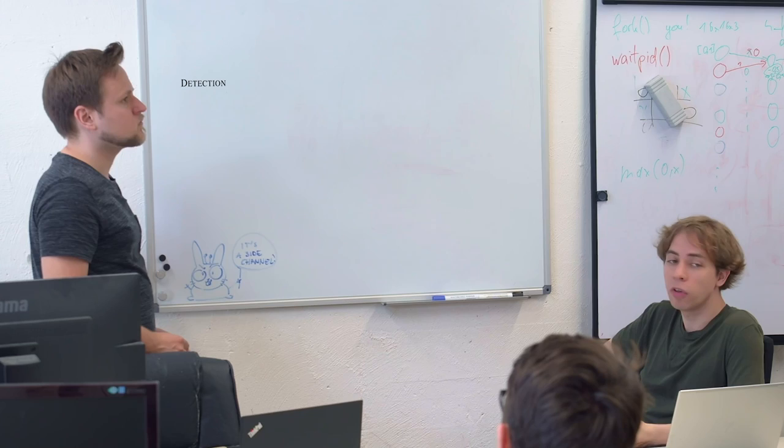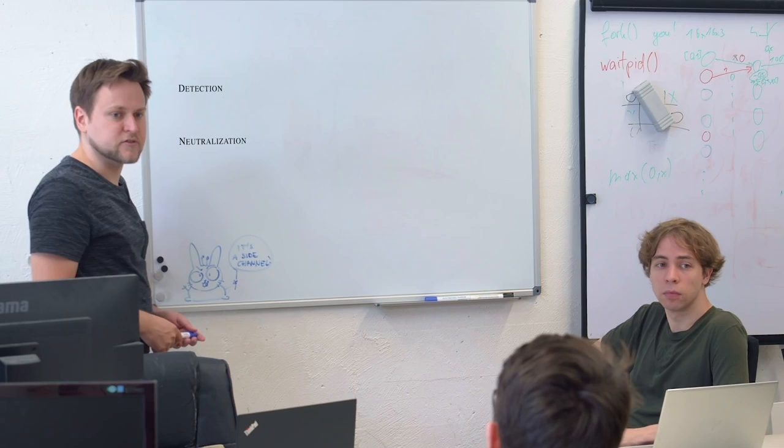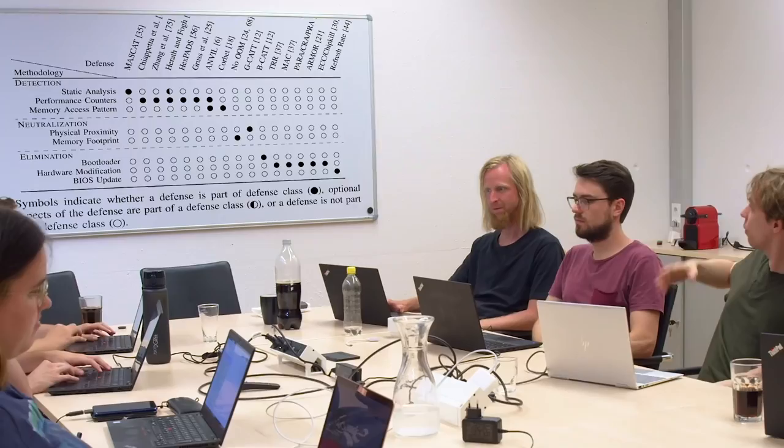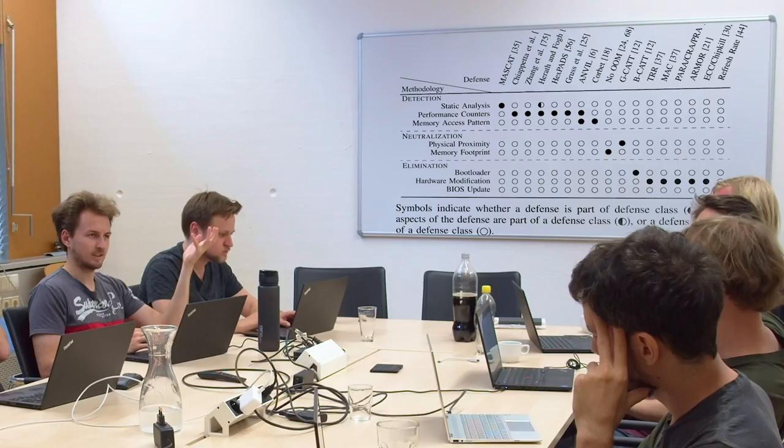But I think we forgot the obvious one. We could simply eliminate the Rowhammer effect. If the hardware is not susceptible to Rowhammer attacks, there won't be any bit flips, so we don't have to neutralize or detect the flips in the first place. So we have these three categories. These are exactly the categories from your 2018 paper, "Not a Flip in the Wall."